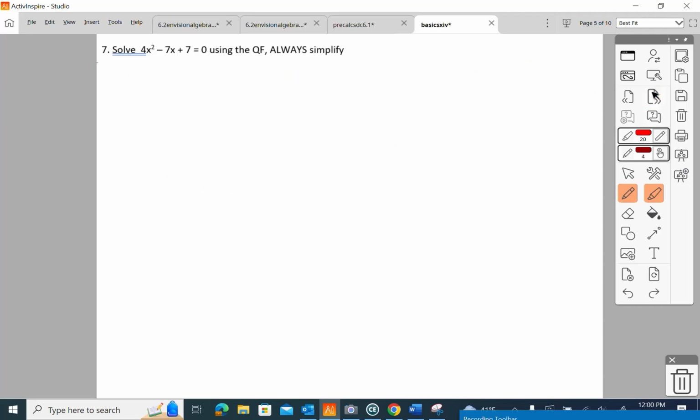Solve using the quadratic formula, always simplify. Hopefully you know the quadratic formula. Sing a little stupid song if you must. That's how I know it. Because x equals negative b plus or minus square root of b squared minus 4ac all over 2a. There we go.